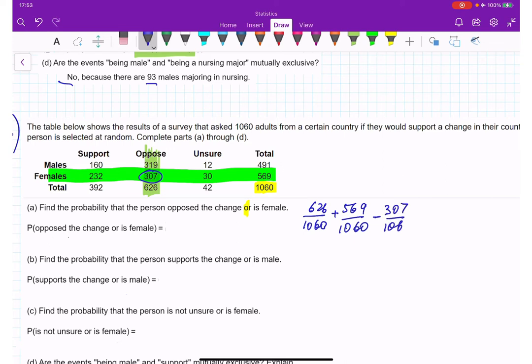over 1060. So it's going to be 888 over 1060, and the result is 0.838, which is 83.8%.